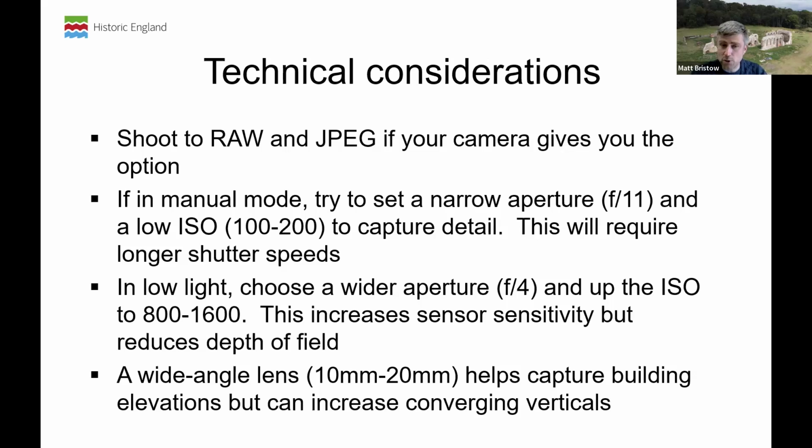If you're going to shoot in manual mode and you're taking architectural details, buildings, try and start with a really narrow aperture setting, sort of f11, and a low ISO setting, 100 to 200, which will capture lots of detail and really reduce the noise in the image. A narrow aperture will obviously reduce the amount of light that's let into the lens, so you'll have to shoot at slightly longer shutter speeds to make sure your composition is lit properly.